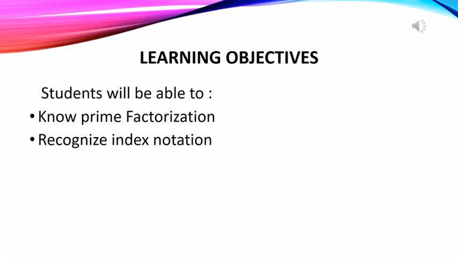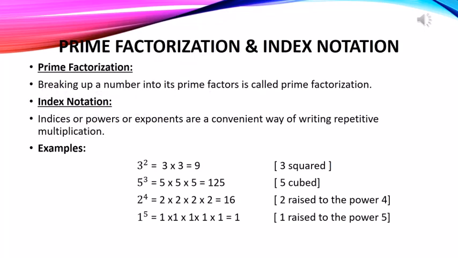After watching this lesson, you will be able to factorize a number into its prime factors, recognize index notation, and then express factors of a given number in index notation. What is prime factorization and index notation? The process of writing a number as its prime factors is called prime factorization. As we have already studied, prime numbers have exactly two factors, one and the number itself. Index notation is a shortcut for writing repeated multiplication by the same number.